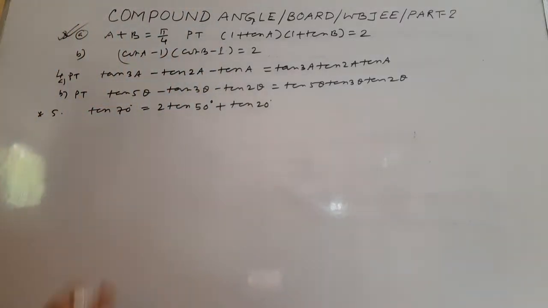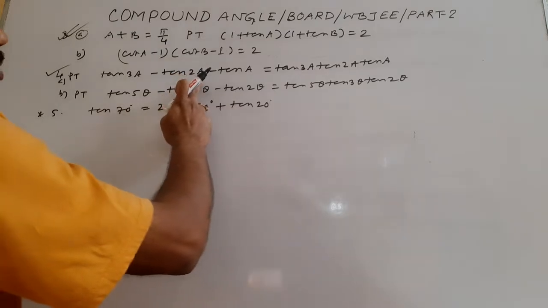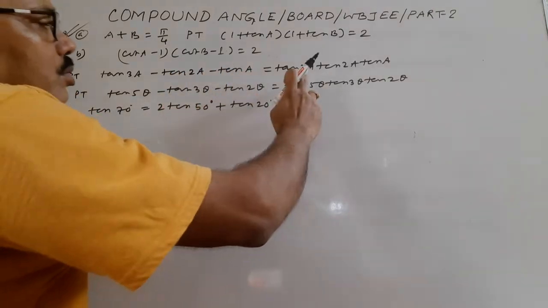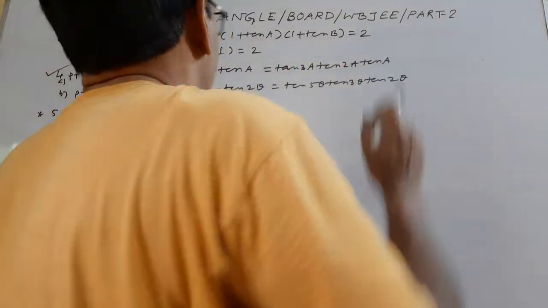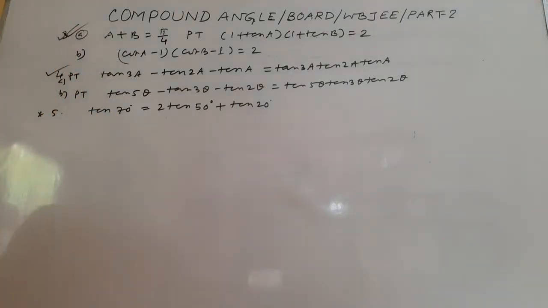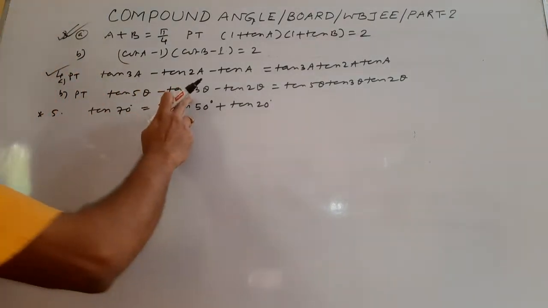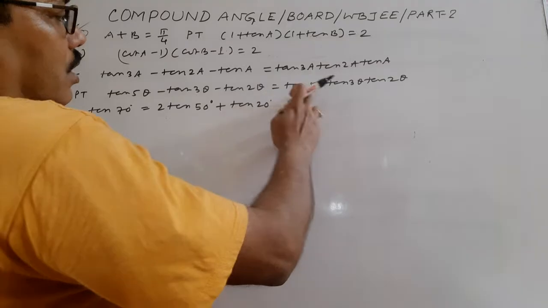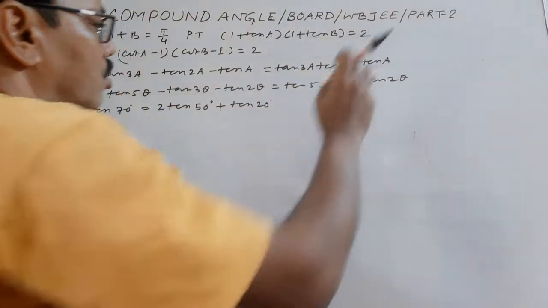Now problem number 4. Prove that tan 3A − tan 2A − tan A = tan 3A tan 2A tan A. And tan 5θ − tan 3θ − tan 2θ = tan 5θ tan 3θ tan 2θ.